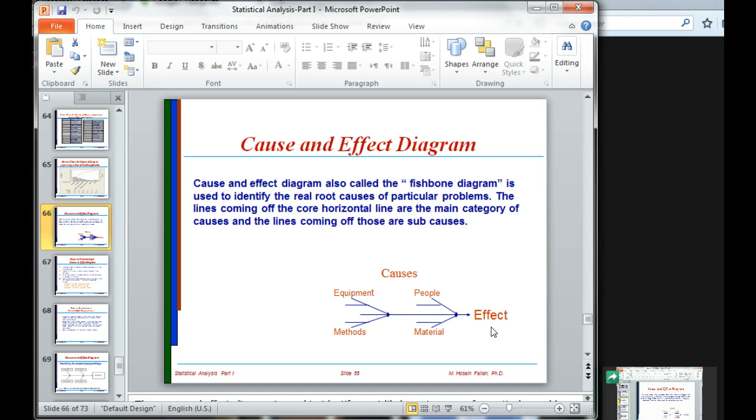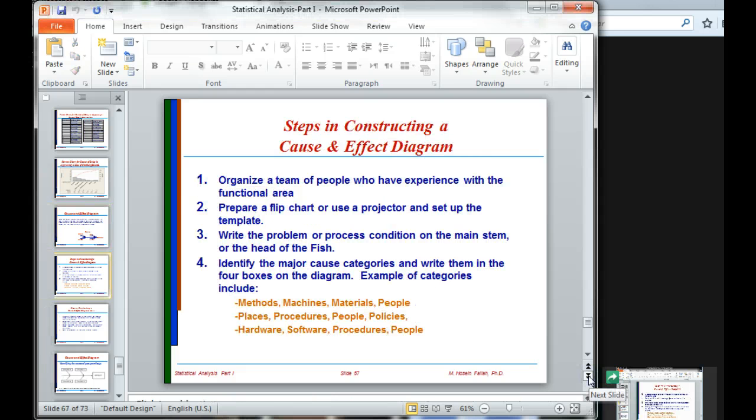So you put the effect on the head of the fish, and then you have these major bones, and the type of category generally could be people issues, material issues, equipment issues, or method issues or procedures. And then we start asking the question of, what was the problem with people causing this, and so forth. But the cause and effect diagram is a team process. It's not something that you just sit down in your office and come out with an answer.